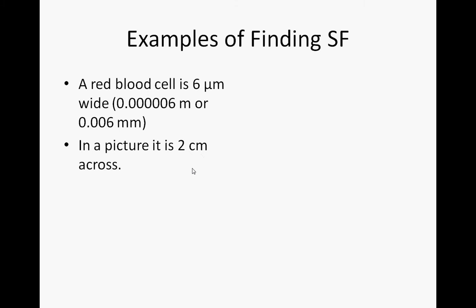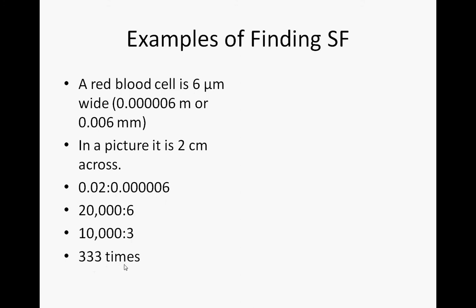Now remember, you have to first convert these to the same units. So if I put them both in meters, well, this one is already converted to meters for you up here, but 2 centimeters is really 2/100ths of a meter, so I set my scale 0.02 to 0.000006, and now simplify. And you get 20,000 to 6, but that's not simplified all the way, 10,000 to 3. So here we have an idea where we're blowing something up. The model is 10,000 to 3 times bigger, which is 333 times larger.